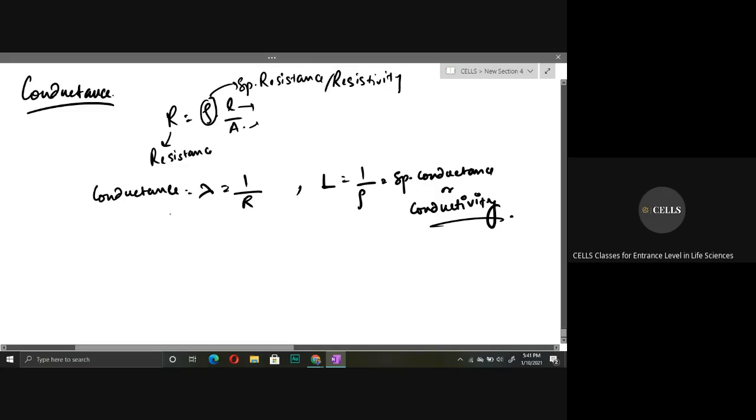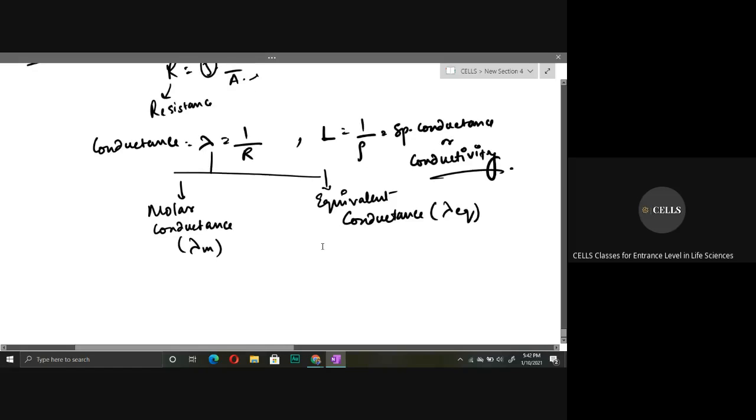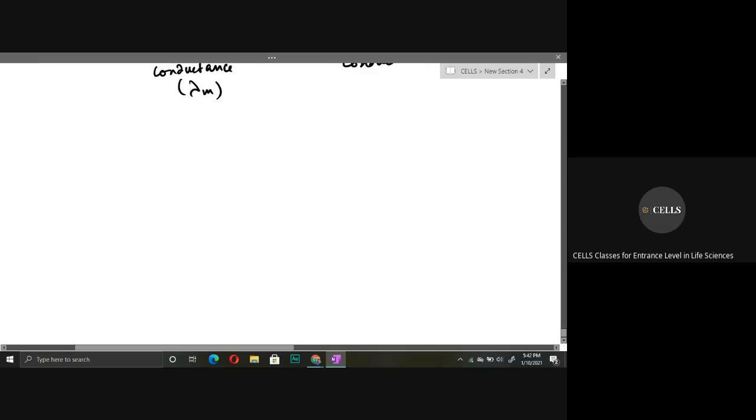Lambda, which is the conductance, can be of two types. One will be the molar conductance, which we write as lambda m. Another type of conductance will be the equivalent conductance, lambda eq. So let's first start with the molar conductance.